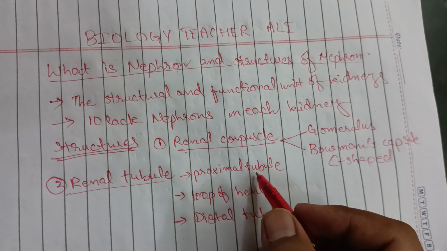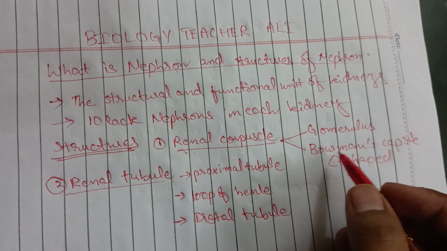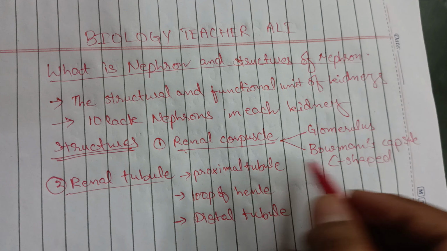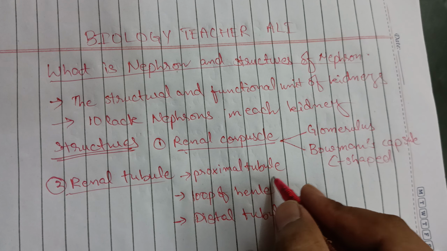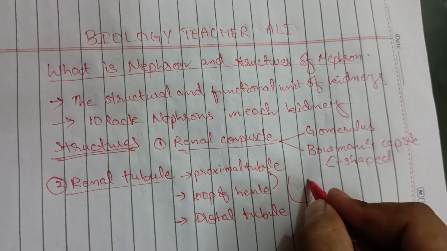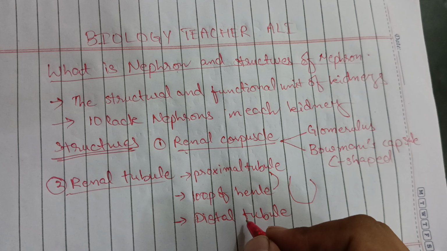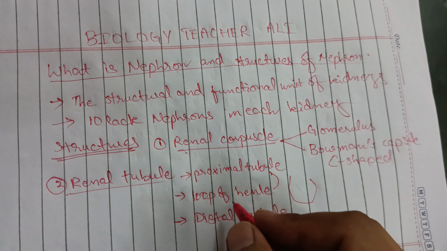The first part, known as the proximal tubule, is right next to the Bowman's capsule. It receives the filtrate from the Bowman's capsule. Next it is passed to the loop of Henle. The loop of Henle is basically a U-shaped structure. This ends at the distal tubule, which then receives the filtrate from the loop of Henle.